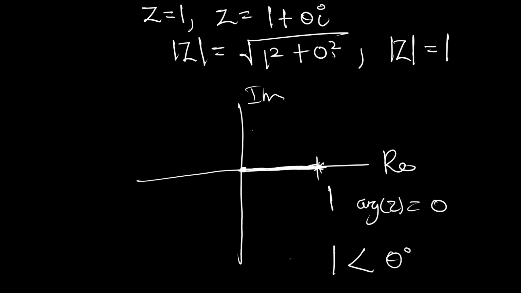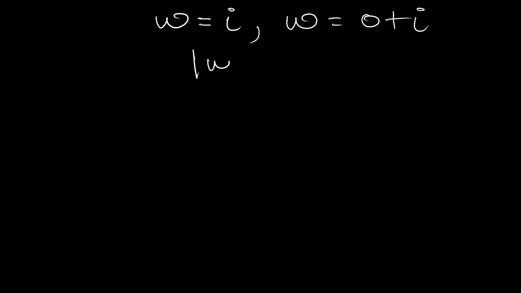Alright, let's solve the last example. We are finding the argument and the modulus of this complex number i. So here we only have an imaginary part, no real part. So you can rewrite this as 0 plus i, which means that real part is 0. So here, if we are taking the modulus, you're going to have square root of 0 squared plus 1, which is going to give us 1.